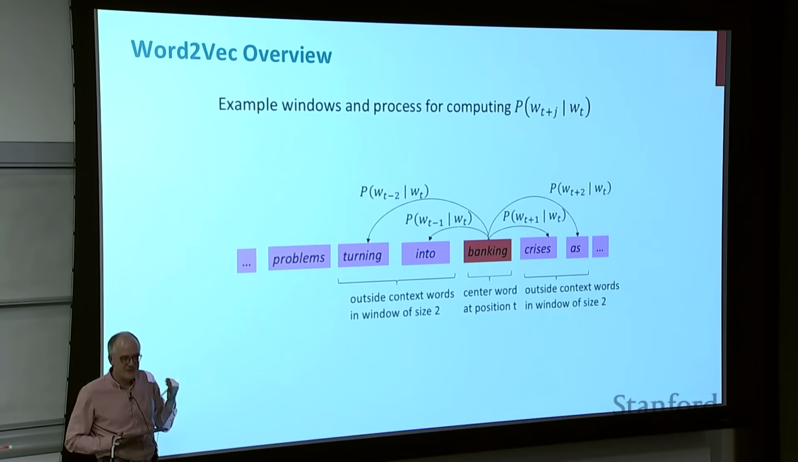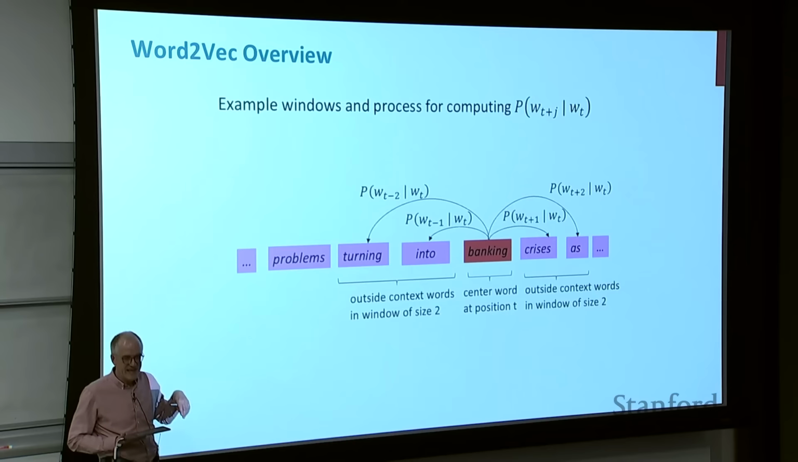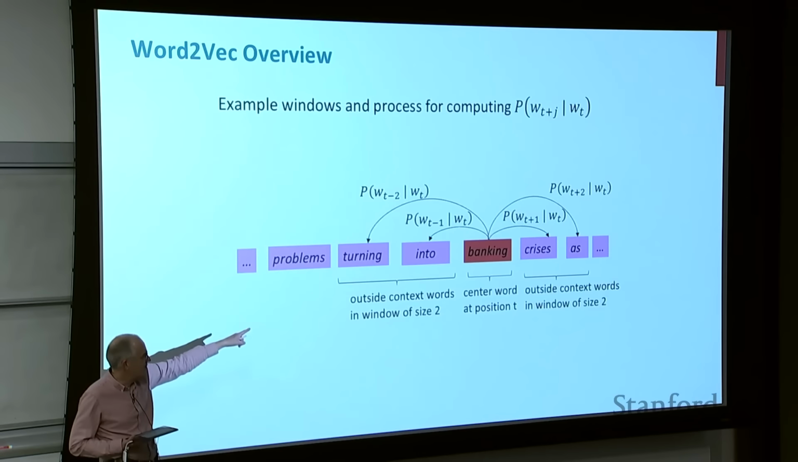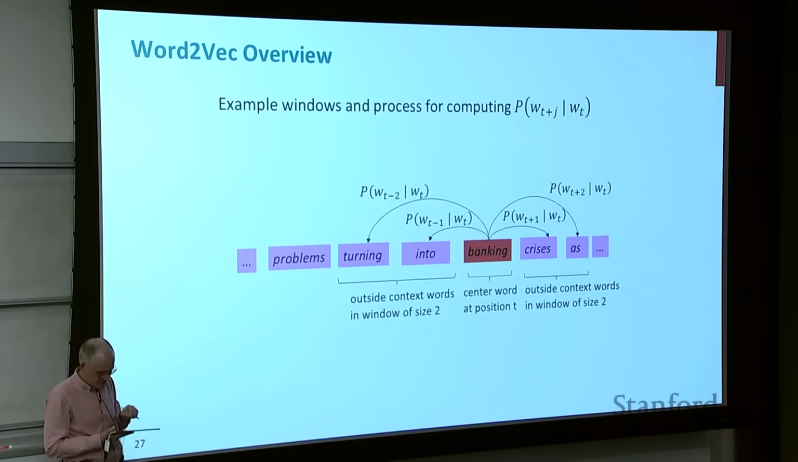Now, there's a huge limit to how well we can do it because we've got a simple model. Obviously, when you see the word banking, I can't tell you that the word into is going to occur before banking. But I want to do it as well as possible. So what I want my model to say is that after the word banking, crises is pretty likely, but the word skillet is not very likely. And if I can do that, I'm doing a good job.